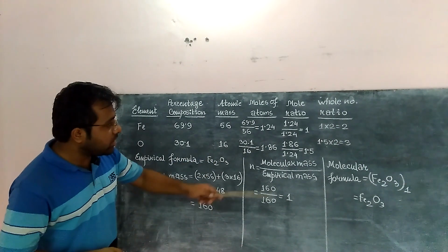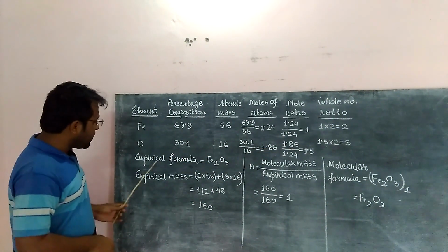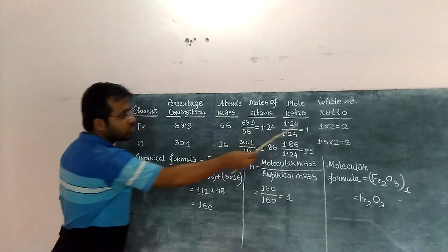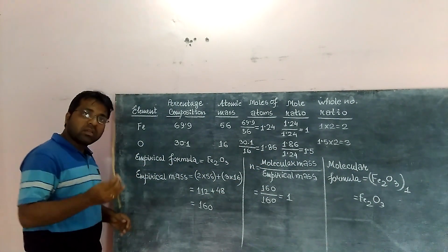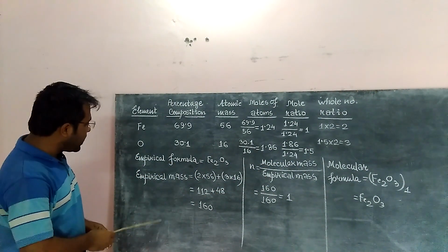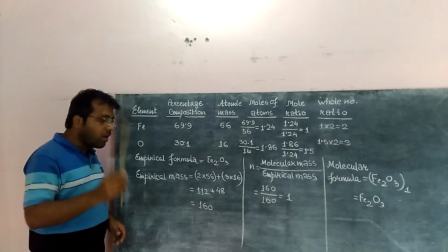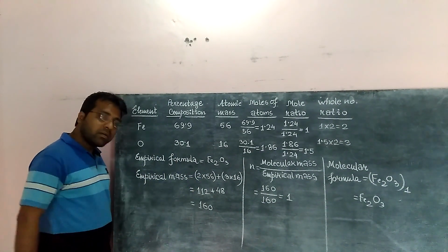So after that, you see the whole number ratio tells us about the empirical formula of this compound. So the empirical formula is Fe2O3. Fe2O3. Now what we need to do, we have to find out the empirical mass based on the empirical formula. So the empirical mass we can calculate in this manner.